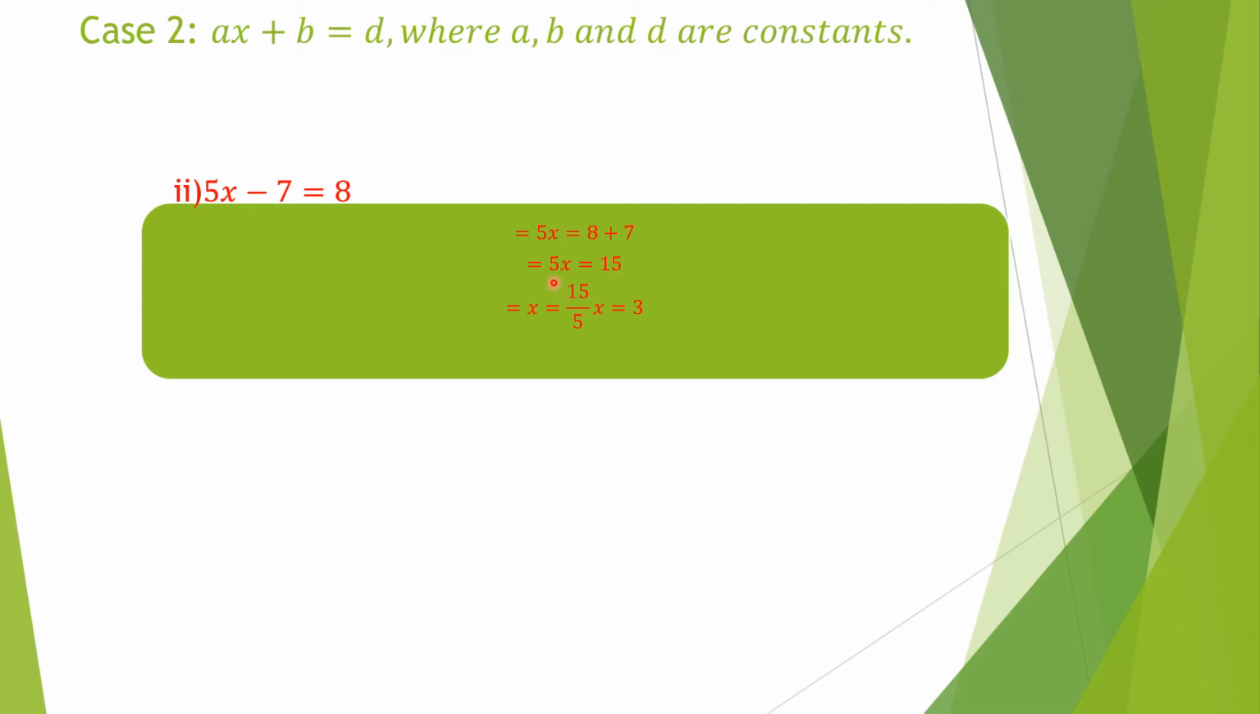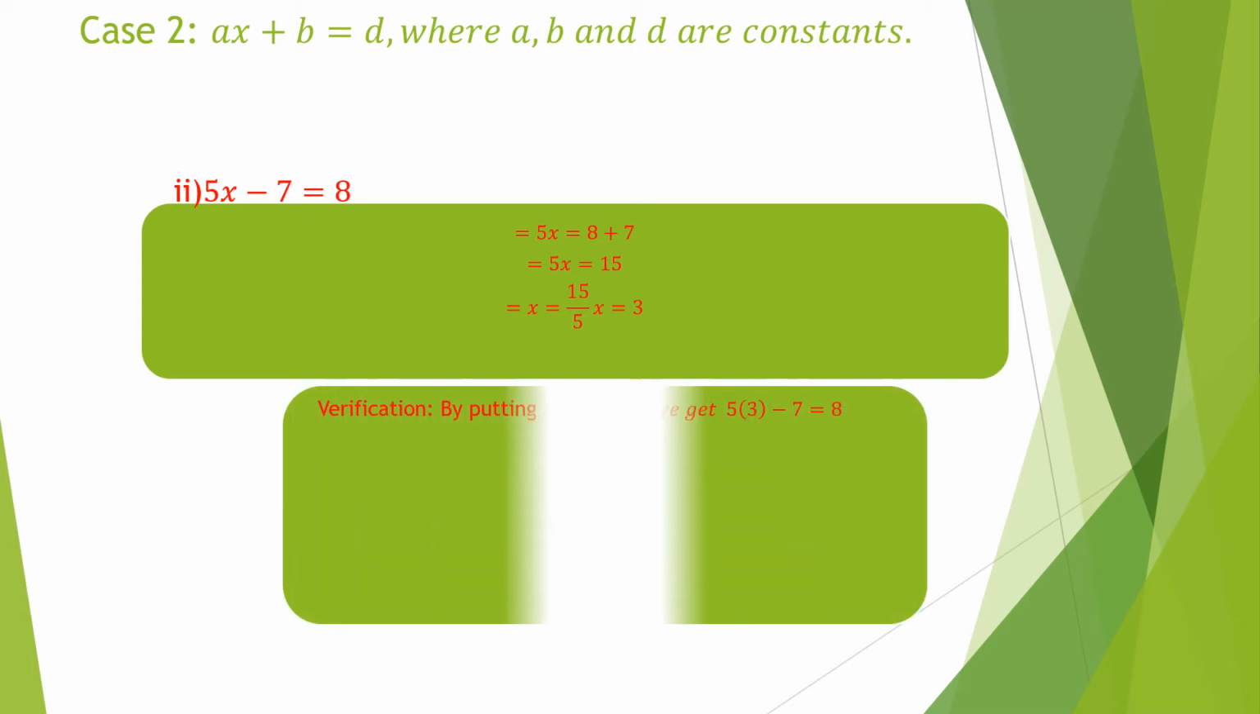And 5 is multiplied by x. So when 5 is shifted to the right side, it becomes divide. It becomes division. 15 upon 5 is equal to 3. x is equal to 3 is the answer.